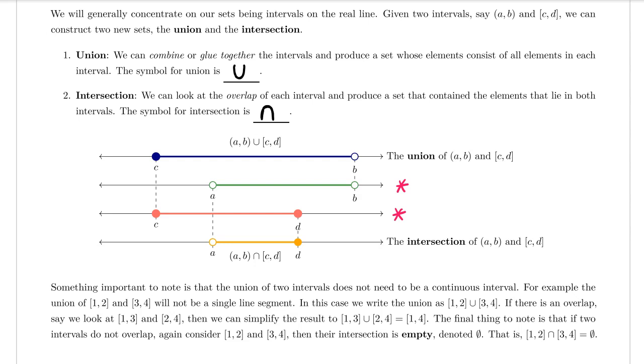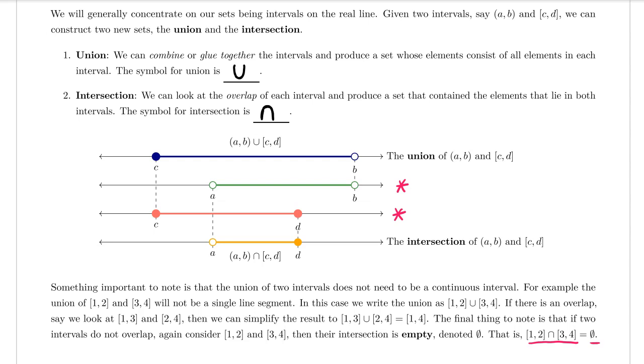The final thing to note is that if two intervals do not overlap, again consider 1 to 2 and 3 to 4, then their intersection is empty, denoted by a symbol that looks like a 0 with a diagonal slash through it. That's called the empty set. And so we would say the intersection of these two sets is the empty set because they have no overlap between them.